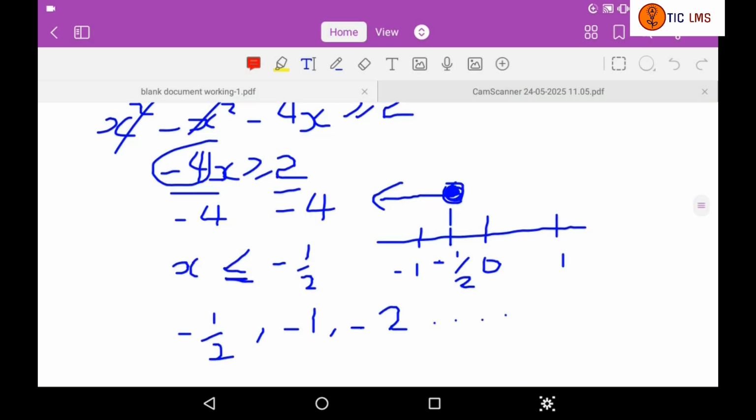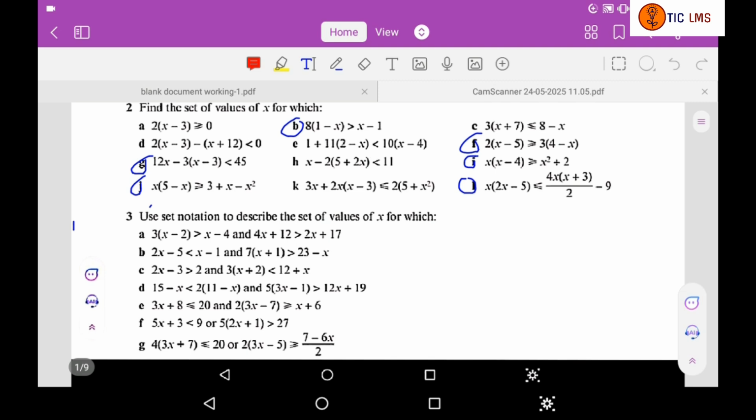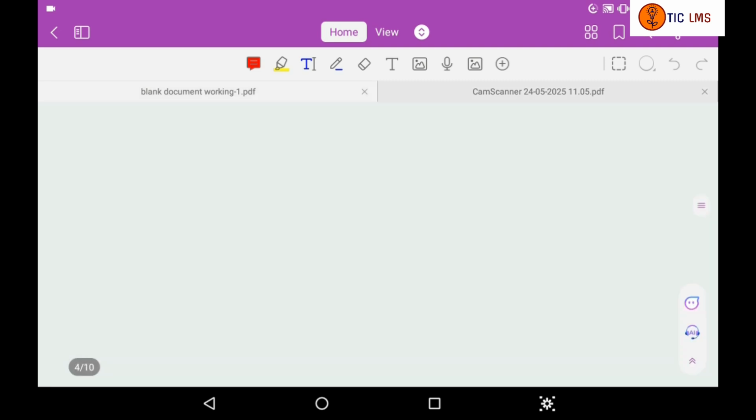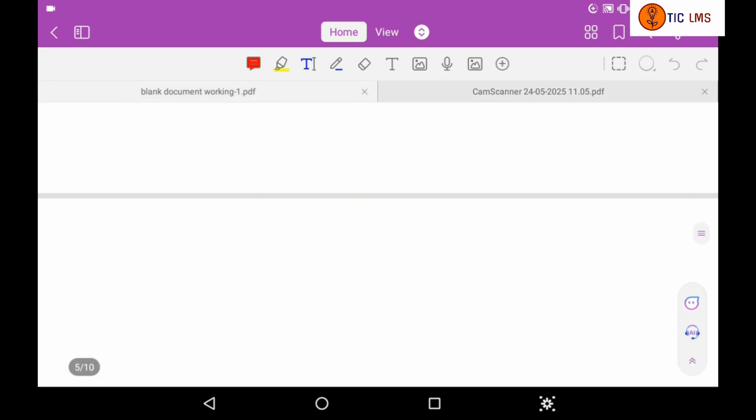Alright, so let's move on to G. We are making some progress. So x into bracket 5 minus x greater than or equal to 3 plus x minus x squared. We want to find the set of values of x for this particular question. Quite easy. Alright, so let's take a look at how it is done.